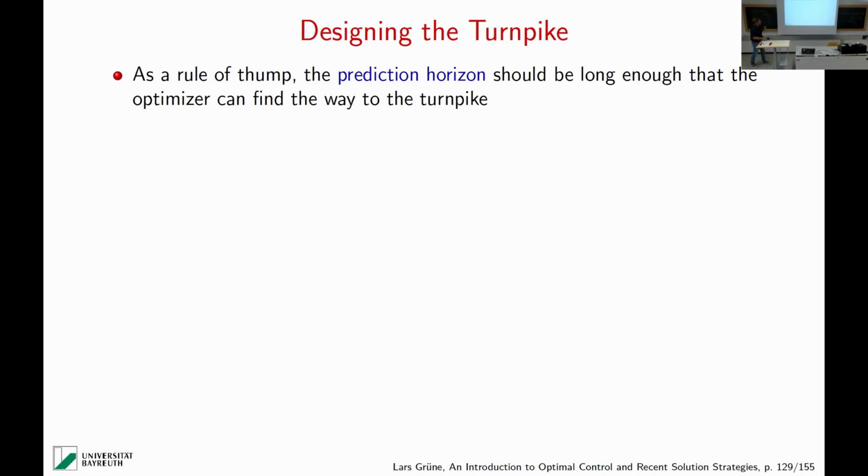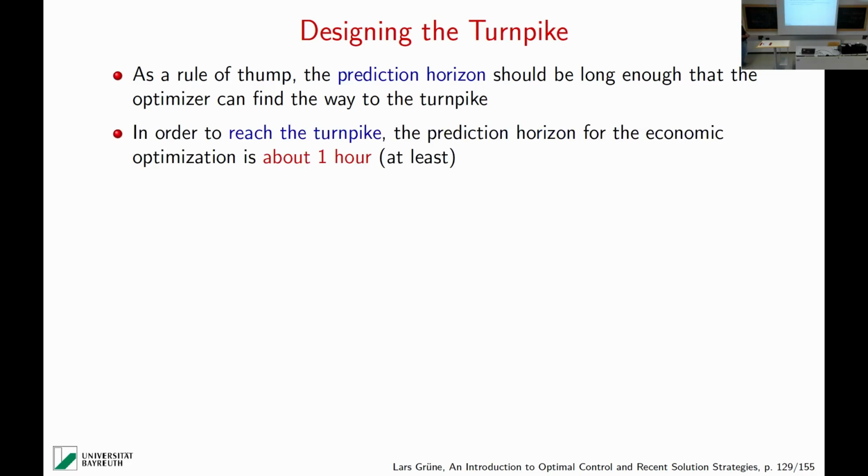Yeah, so turnpike means we have this turnpike property, and the rule of thumb is that the prediction horizon should be long enough so that the optimizer can find the way to the turnpike. If the prediction horizon is too short, so that the optimizer cannot see that it is optimal to go to the equilibrium, then we will not get a near optimal infinite horizon solution. And what they found out is that in order to reach the turnpike for this problem, the prediction horizon, simulation time that is, must be about 1 hour.